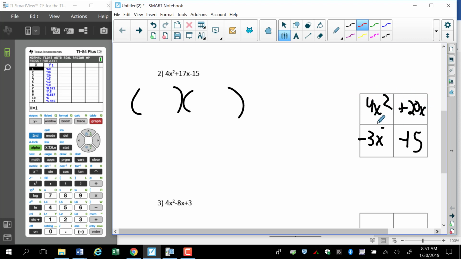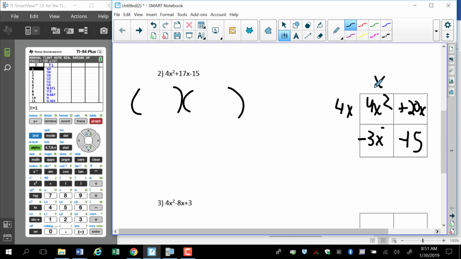And I'm just going to look at the greatest common factor. What's the greatest common factor of 4 and 20? You should know that it's 4. Right? Because 4 goes into 4 and 4 goes into 20. So if the greatest common factor here is a 4 and there's an x in both of these, that means there's going to be 4x and x to give me 4x squared.